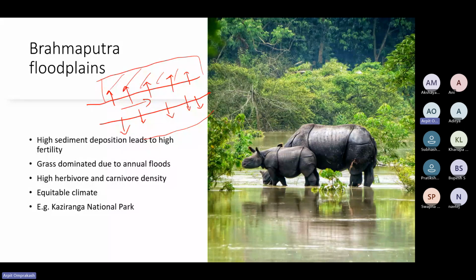Because there are a lot of grasses, they support a lot of herbivores, such as the one-horned rhinoceros and other animals. And these herbivores can support carnivores such as tigers. The climate here is slightly more equitable, so bearable. It's not very cold or hot.